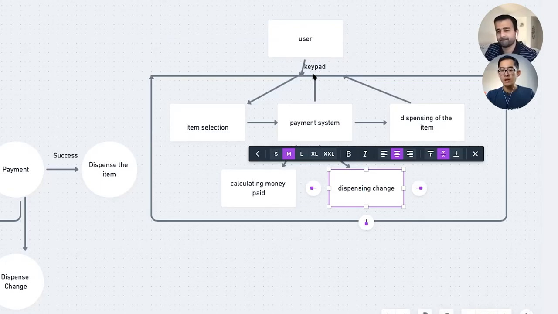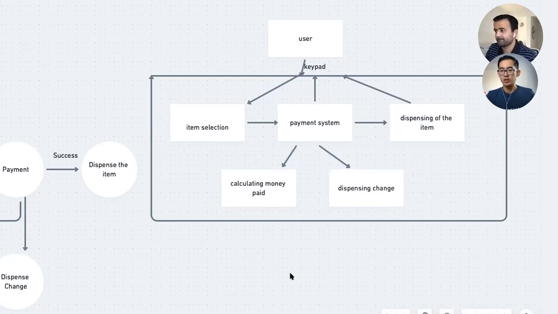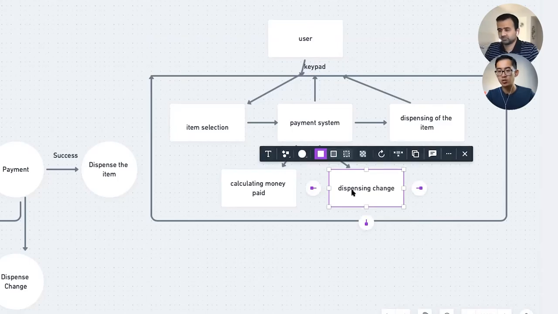Okay. That makes sense for dispensing change. We talked about if the item is out of stock. So let's also, just for comprehensive sake, let's talk about if there's no change. So if the system cannot give the change, what would happen here?